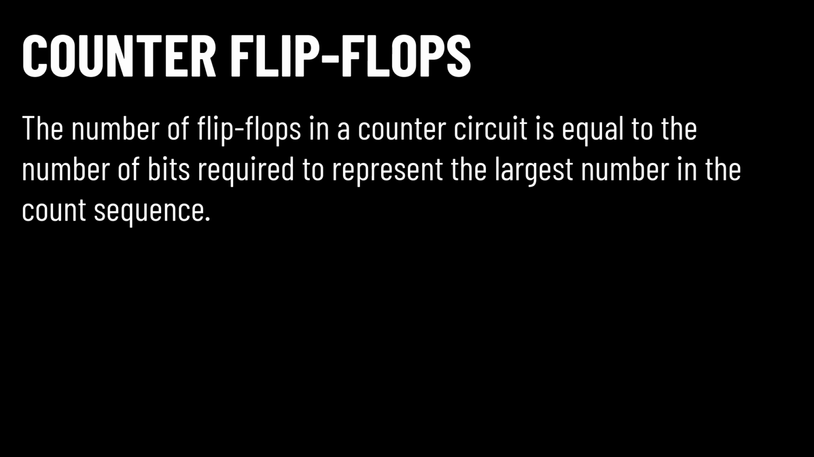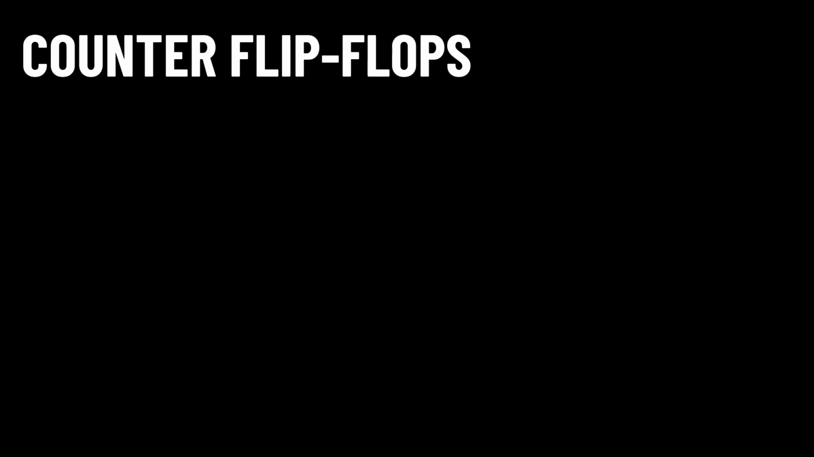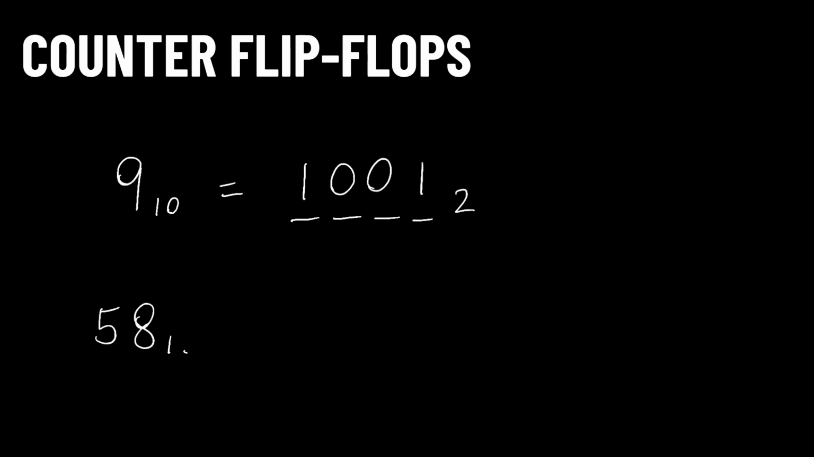The number of flip-flops required in a counter circuit is equal to the number of bits required to represent the largest number in the count sequence. For example, if we want a decade counter that counts from 0 to 9, the number 9 requires 4 bits to represent, so the counter would need 4 flip-flops. A counter that includes the highest number of 58 in its count sequence would require 6 flip-flops.